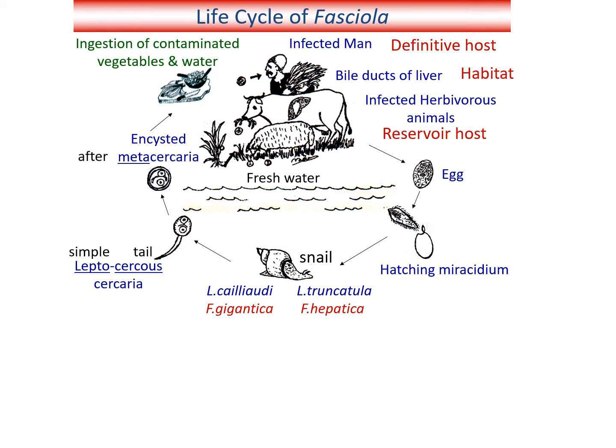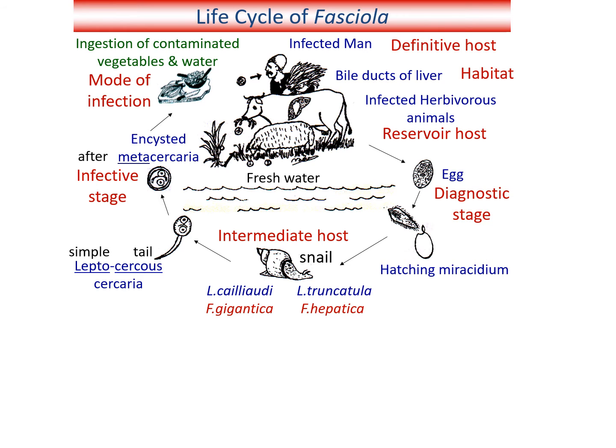Bile duct of the liver is the habitat. Egg is the diagnostic stage. Intermediate host is the snail. Infective stage is the encysted metacercaria. Mode of transmission is by ingestion of contaminated vegetables and drinking contaminated water.